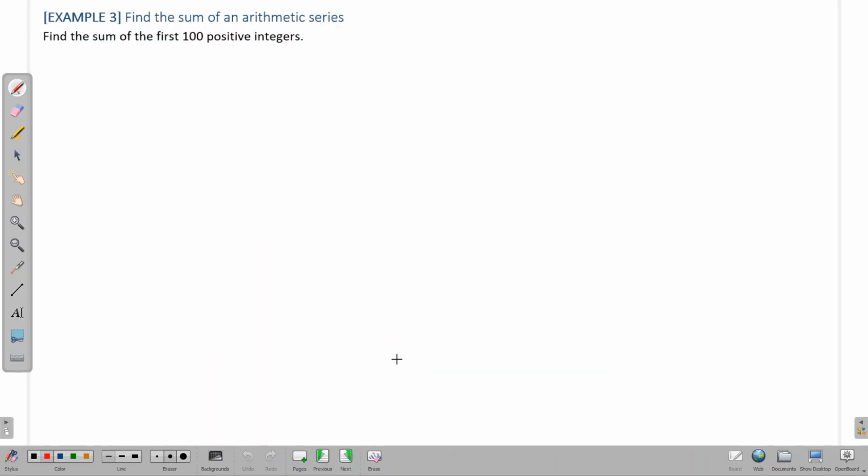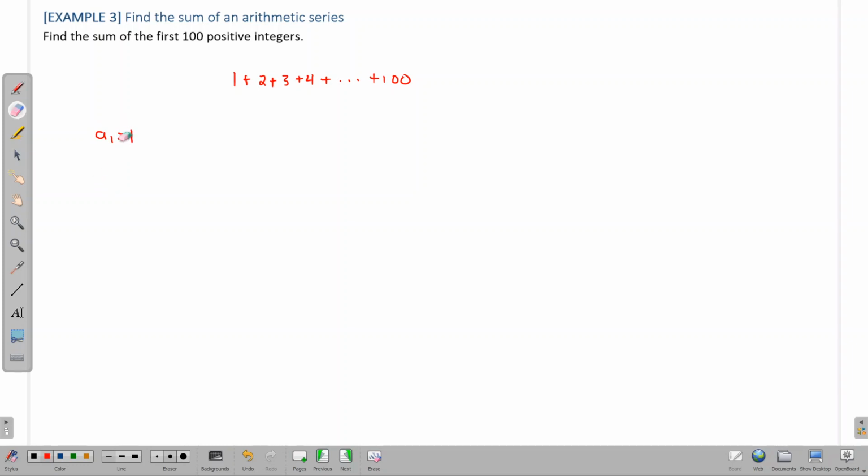Okay, let's try a different one. This one says find the sum of the first 100 positive integers. So positive integers, or in other words, natural numbers, we're trying to find 1 plus 2 plus 3 plus 4 all the way up until we get to 100. So we can use either formula here. Either one is going to work. So let's write down the things that we know. We know a1 is equal to 1.